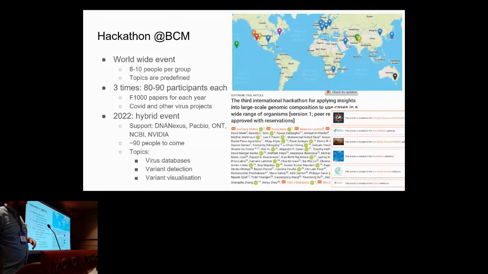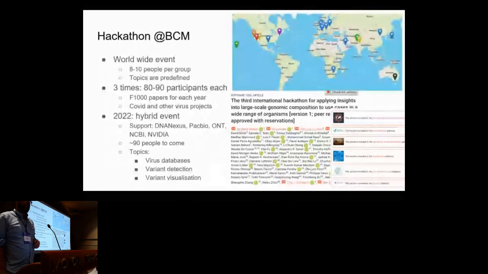On the top right, you see the roadmap of all the participants from last year's hackathon. We really try to be inclusive here and incorporate people from around the world. Usually we end up with about 90 or 100 participants, and we publish an F1000 paper as a report each year with all the participants. Down here is the third hackathon that we published this year in F1000.